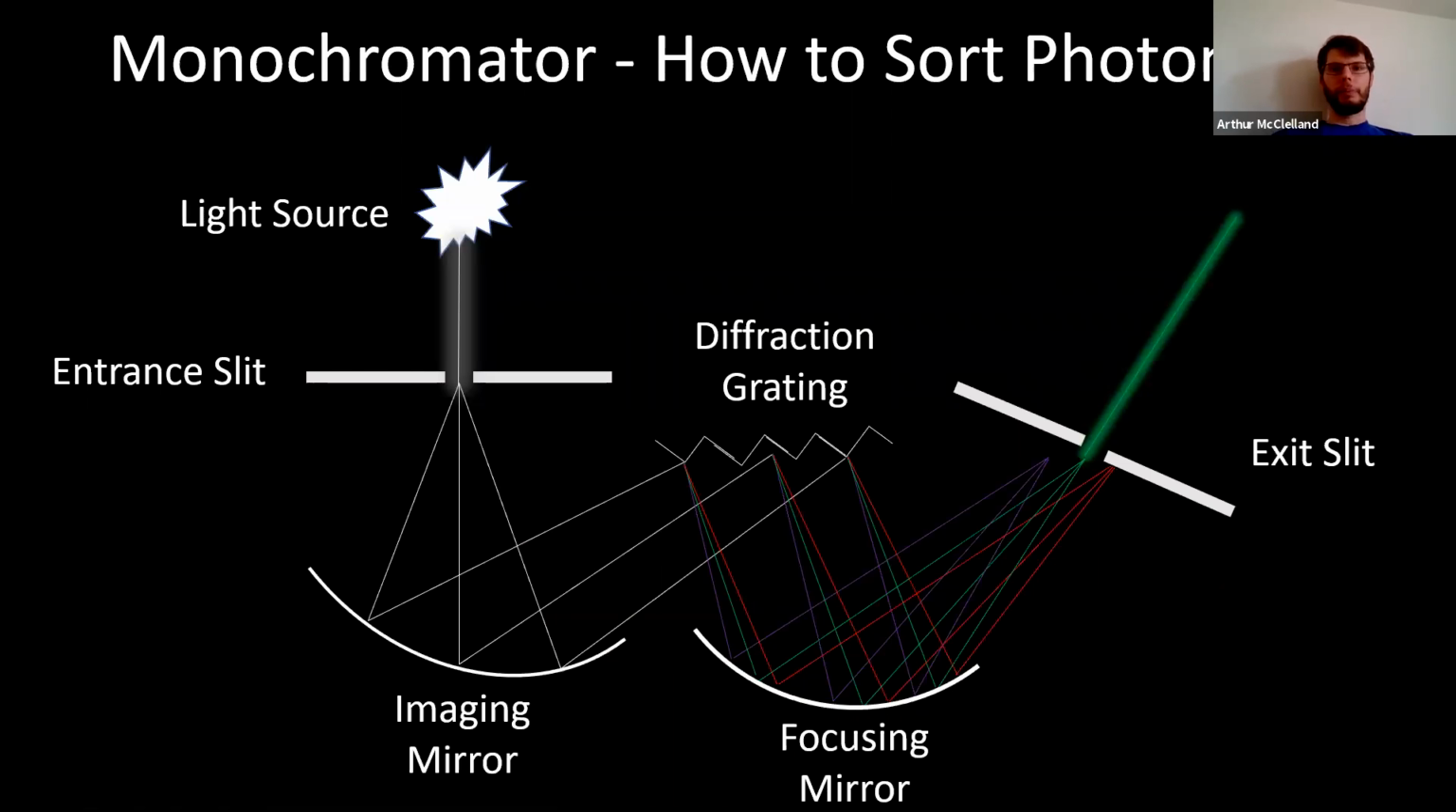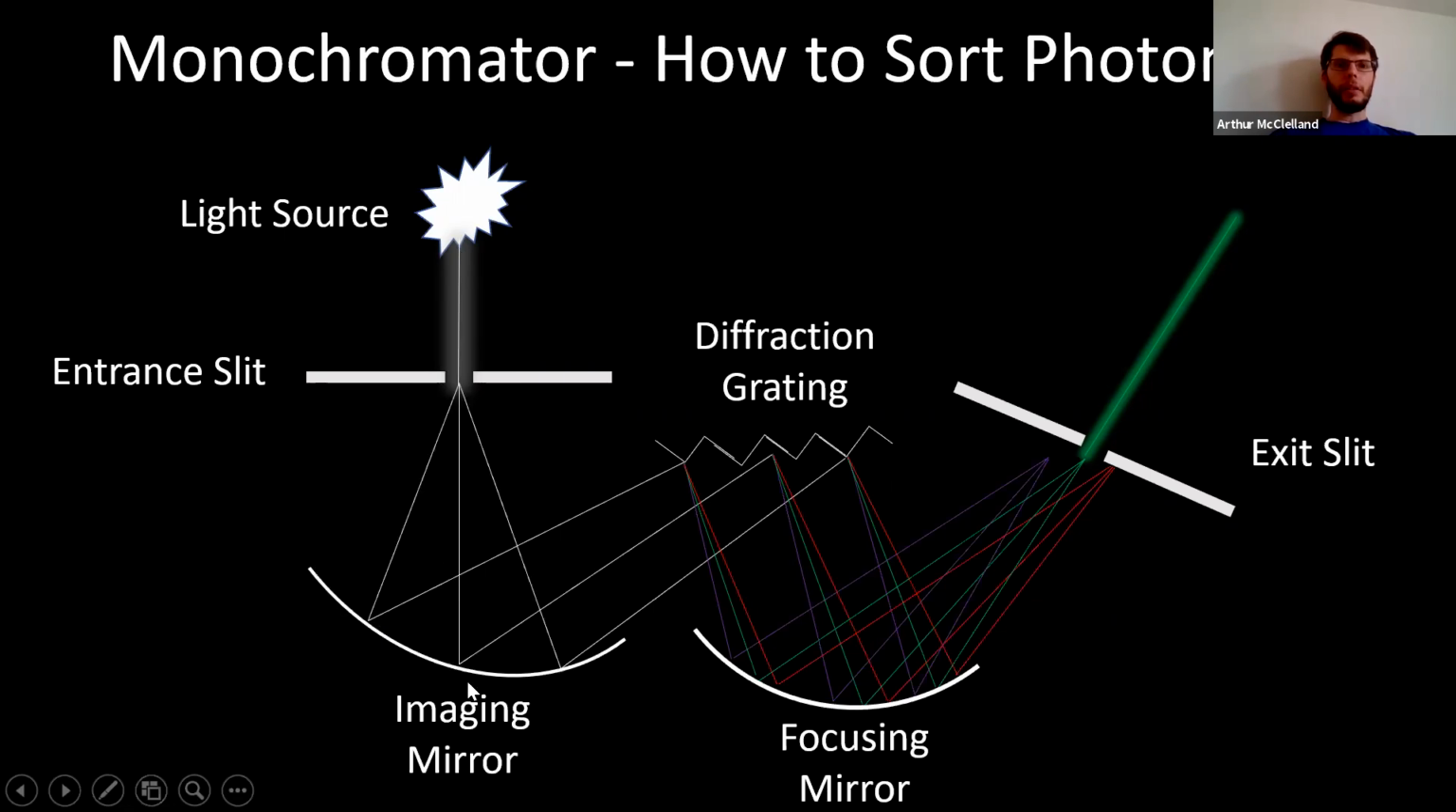So sometimes we want to sort photons and send just one color of photon into our sample to interact. This is often done with what's called a monochromator. Monochromator means one color. So we can start with a white light source, a xenon lamp, tungsten filament light bulb, some sort of white light source. We usually focus it and collimate the beam and send it through an entrance slit. The light will then spread out after it's been focused through the entrance slit. It goes off an imaging mirror.